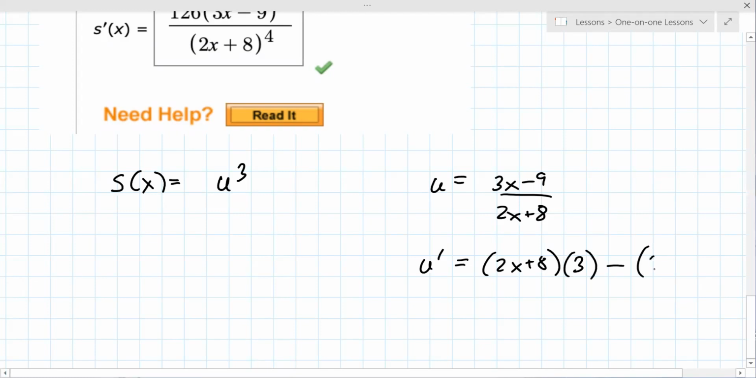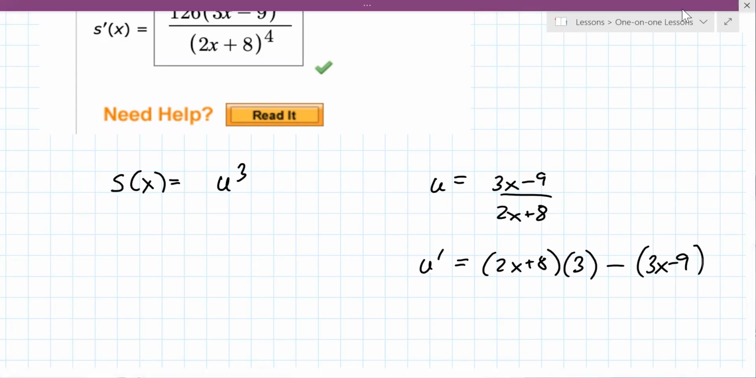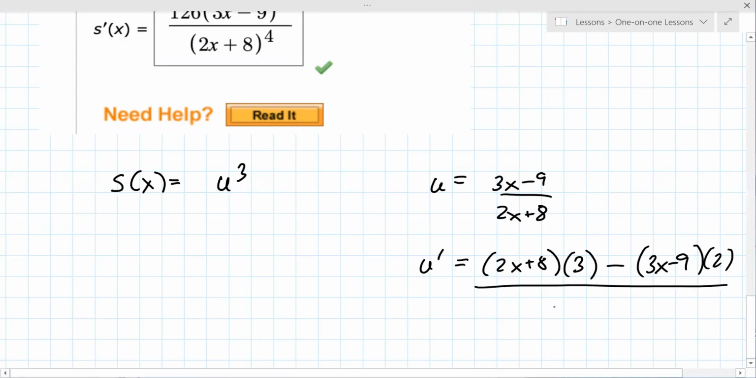Minus the top times the derivative of the bottom. What's the derivative of the bottom? Just 2. Okay, over the bottom squared.